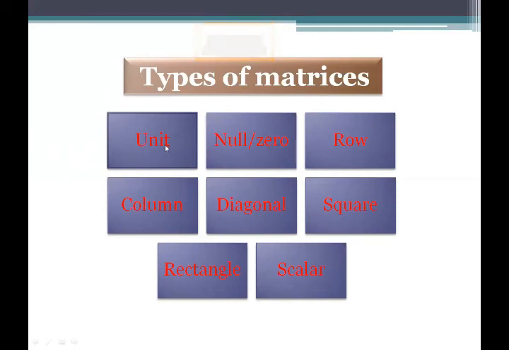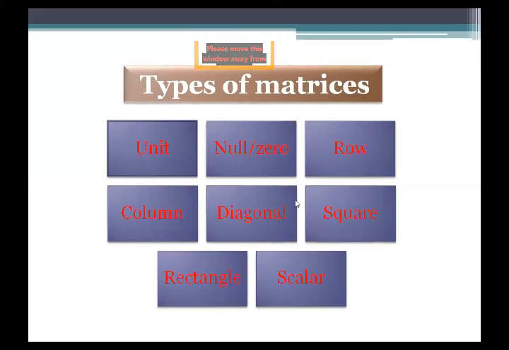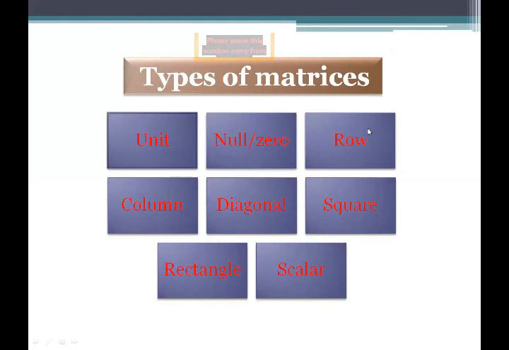One example of unit matrix, one example of null matrix, one example of row matrix, one example of column matrix, one example of diagonal matrix, one example of square matrix, one example of rectangular matrix, one example of scalar matrix. You can also take help from the book. You can also write examples from the book, pages 157 and 158. Okay.